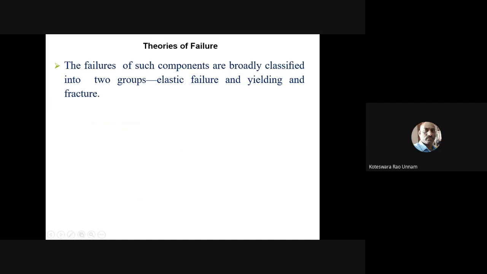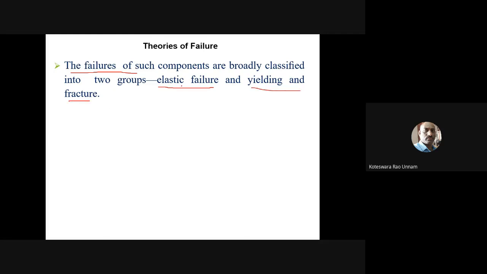Now, the failure of these components. If you want to design components to withstand these combined loads, first we need to see how these components fail. Based on that, we are going to design the components. Generally, components fail in two ways: one is elastic failure, the other is yielding and fracture.